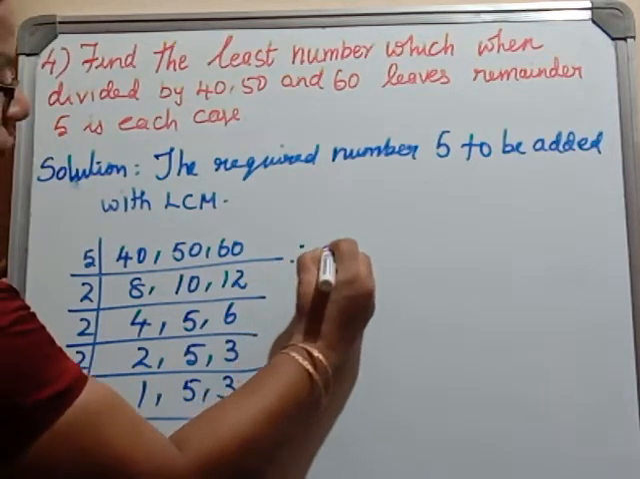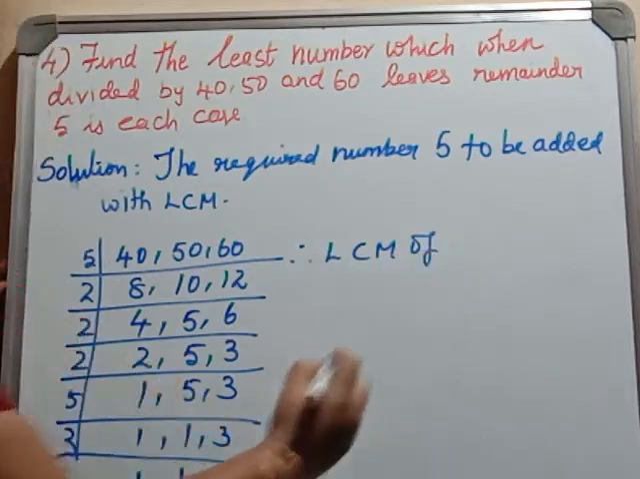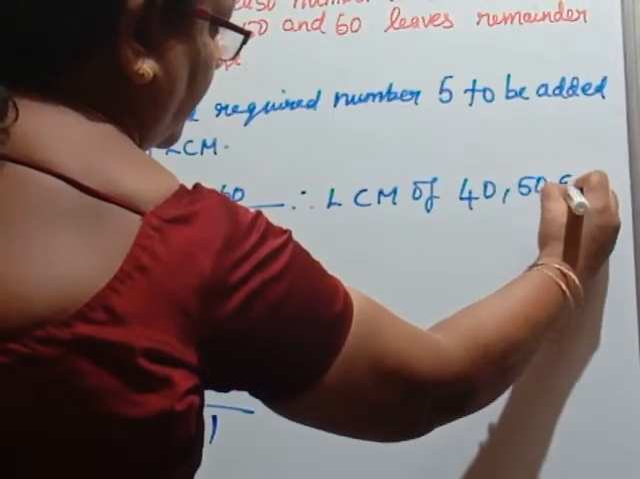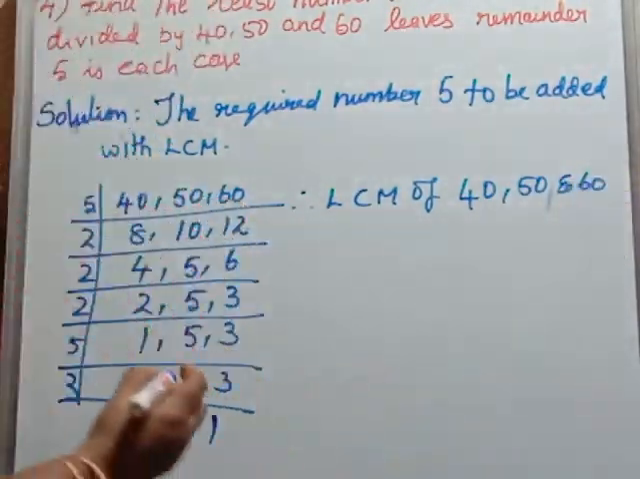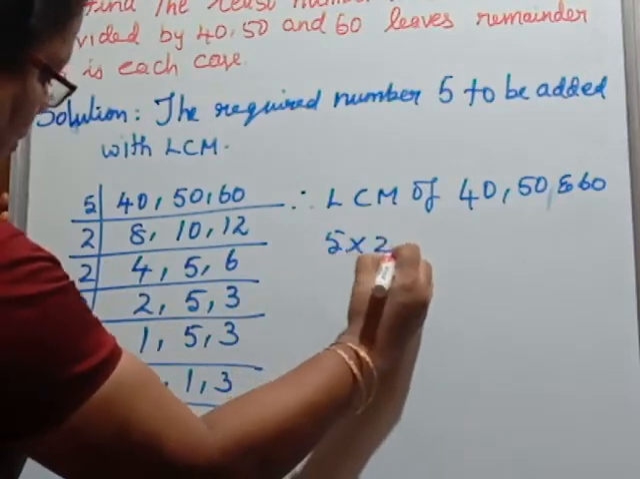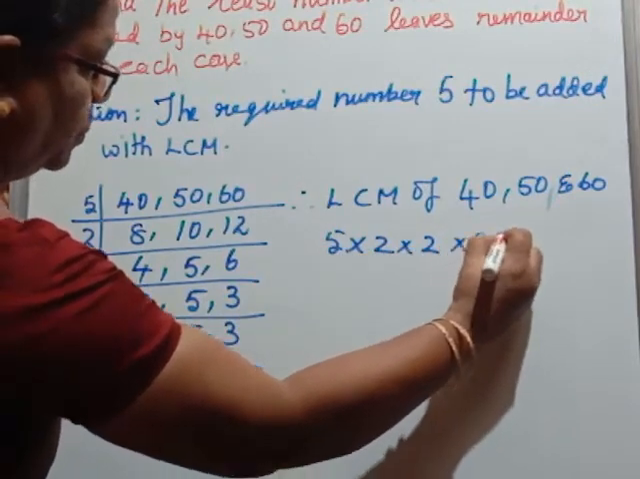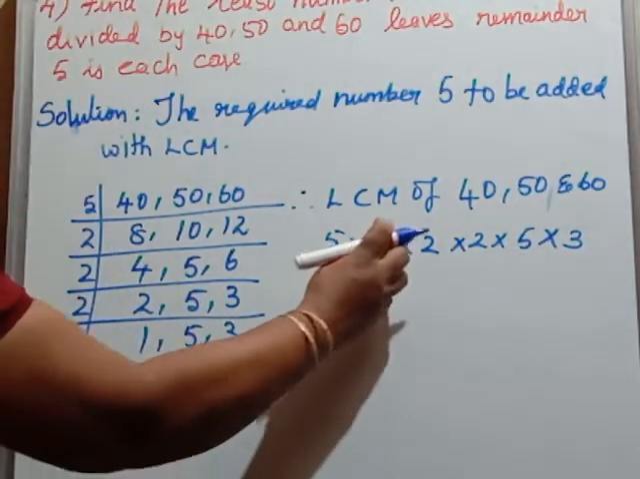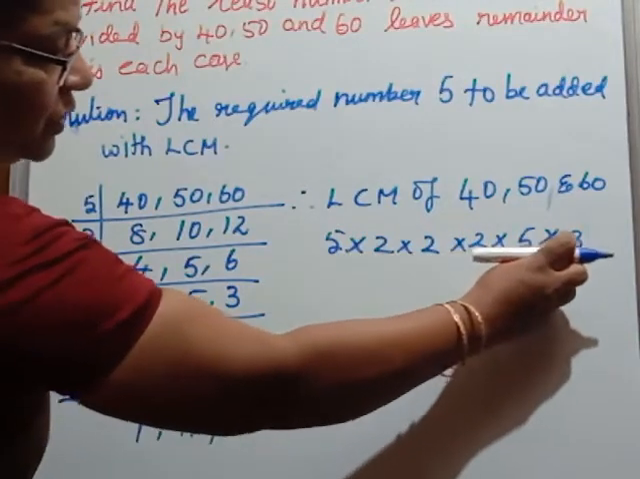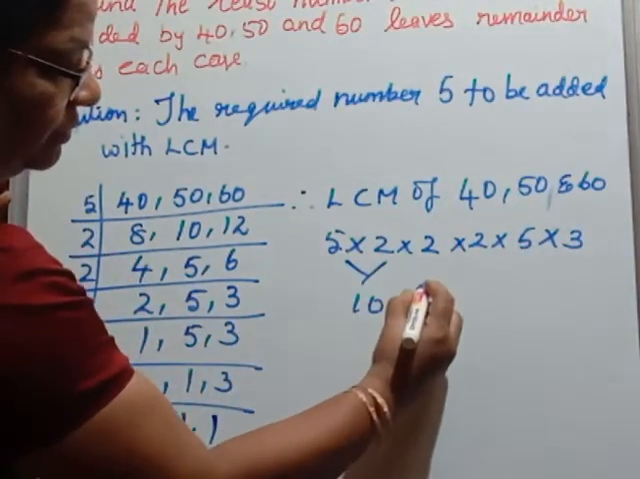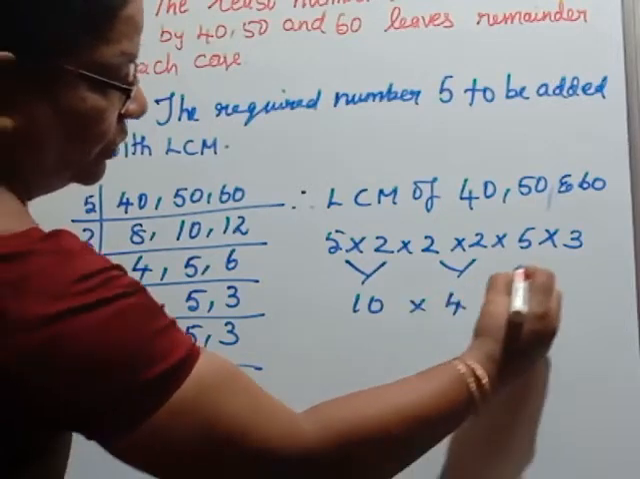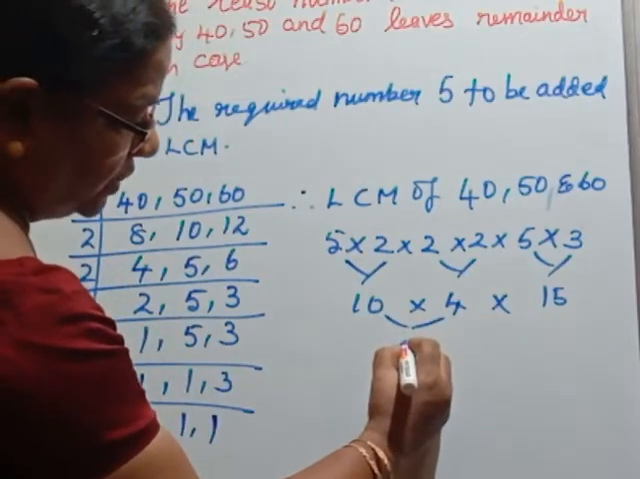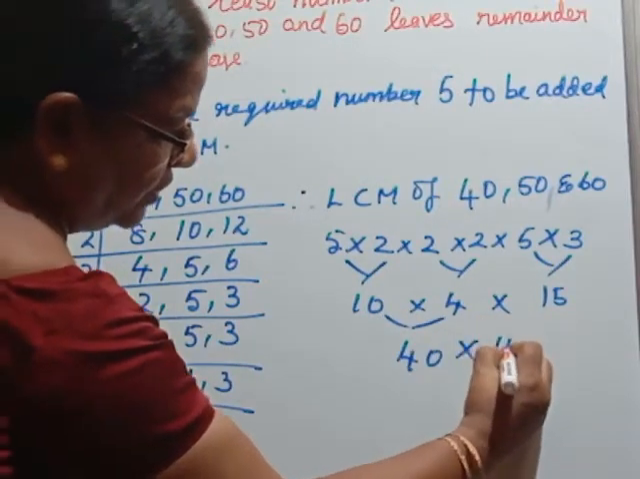Therefore, LCM of 40, 50 and 60, what is that? 5 into 2 into 2 into 2 into 5 into 3. 5 2s are 10. 2 2s are 4. 5 3s are 15. Now 10 4s are 40. 40 into 50.